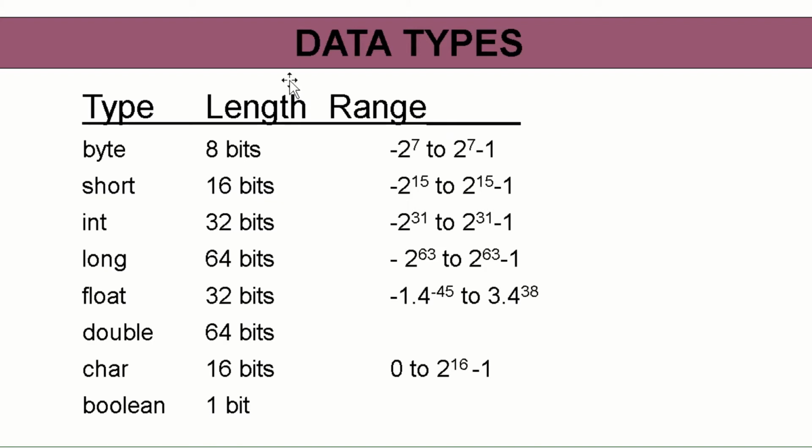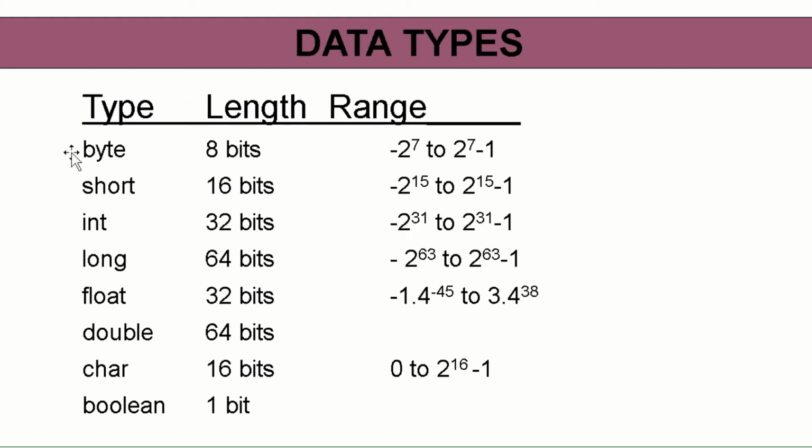Further discussion of data types: a deeper understanding of data types, their length and range. We learned a while ago the different primitive data types: floating point, boolean, integral, and textual. Now here we have the different primitive data types in their length and range.